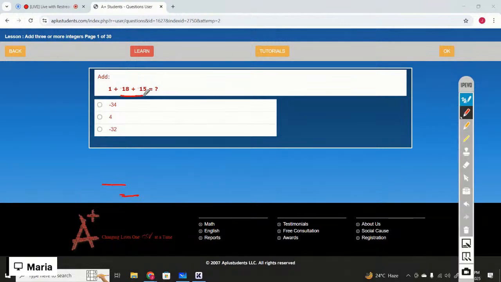-18 plus -15. Both the numbers are negative. We need to add them. 8 plus 5 is 13. -13 it is. 1 plus -33. It would be -32.